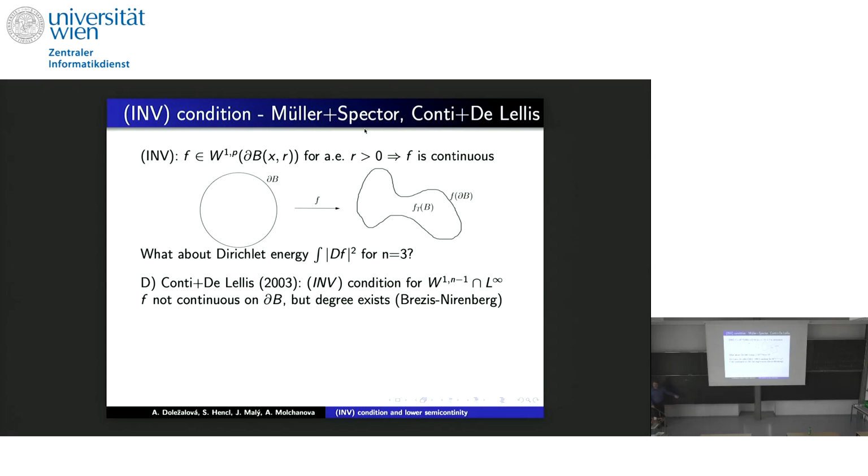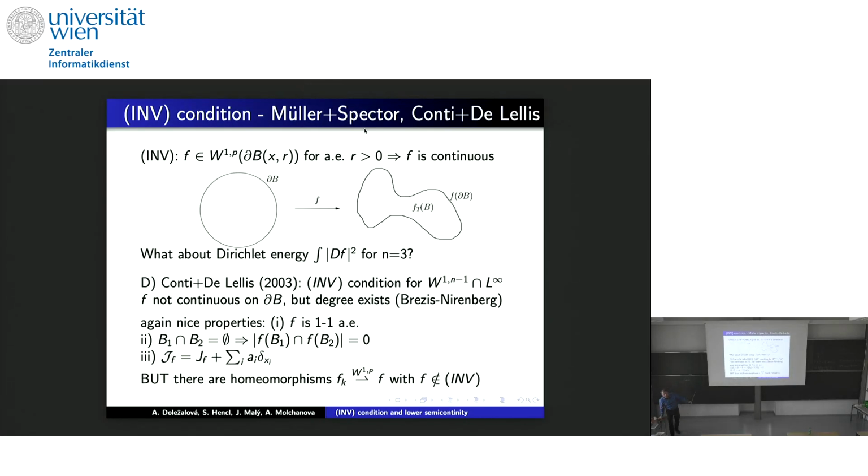You can still define the INV condition. And you can still define the class of mappings satisfying the INV condition, and it has plenty of great properties that you would like to have. So again, if you have this INV mapping where the Jacobian is positive almost everywhere, your mapping is one-to-one almost everywhere. Perfect. Images of disjoint balls are essentially disjoint. Perfect. Again, the Jacobian really tells you where the cavities are created, but there is one tiny disadvantage.